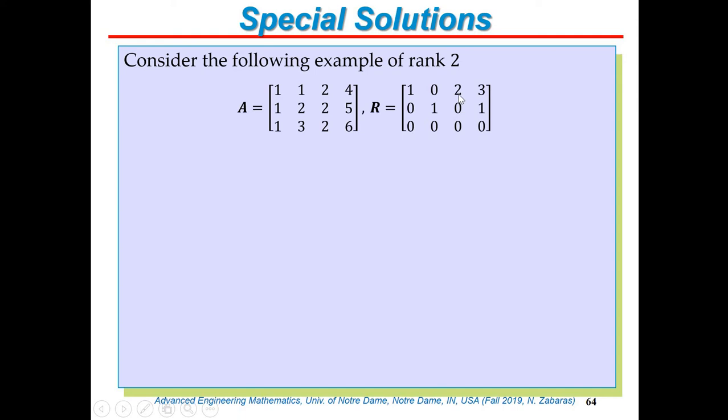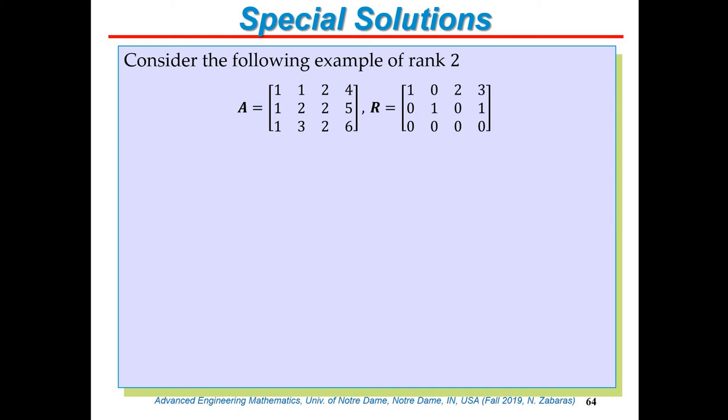Reminder again, you can see column 3 is really 2 times column 1. You can check that I've not made another typo here. And also you can see, let's check this, that column 4 is 3 times column 1, and plus column 2, right? So 3 times 1 plus 1 is 4, 3 times 2 plus 2 is 5, 3 plus 3 is 6. So we typed this question correctly.